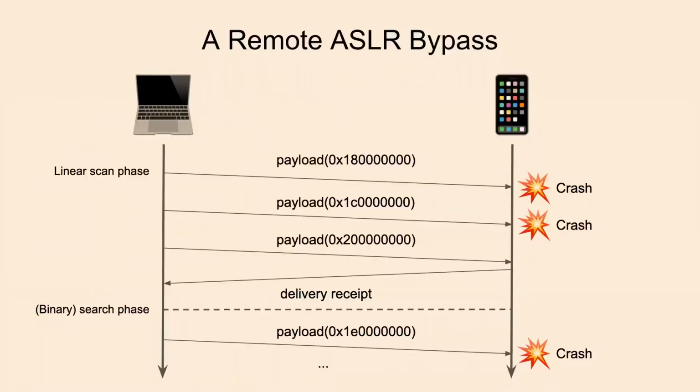Okay, so this is the summary of the remote ASLR bypass. 2 phases: a linear scan where it's just sending these payloads and checking if it gets the receipt back. And the first time it gets a receipt back, it knows, okay, this address is valid. I now found an address that is within the shared cache. And at that point, it starts the searching phase, which in logarithmic time figures out the exact, precise starting address.